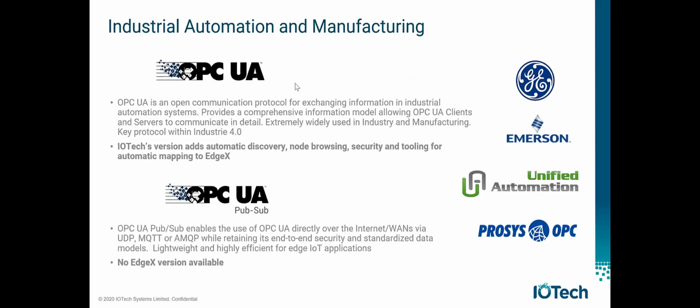Industrial automation manufacturing, so OPC-UA is absolutely key, particularly in Europe, we're finding in this domain. Again, there's an open source version for OPC-UA, but we add lots of features to do with usability and improvements. So automatic discovery, the ability to browse nodes, security features, and also tooling, so you can automatically map in your OPC-UA attributes.